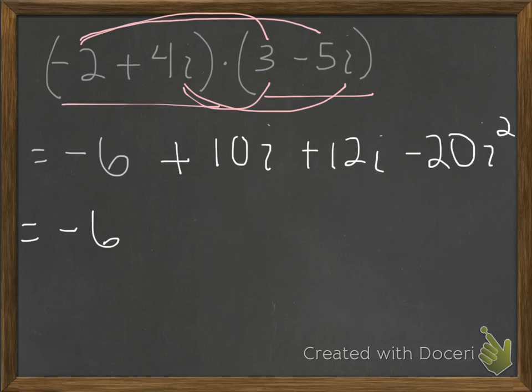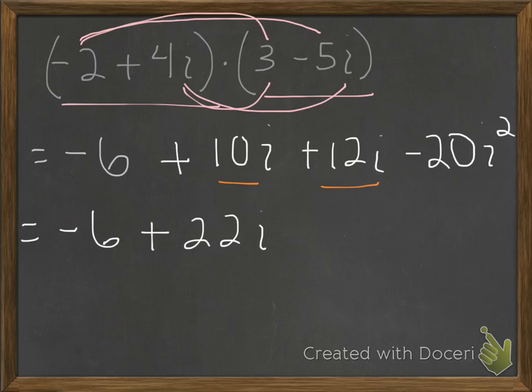So this is -6. You look at your middle two terms. In this case, they are like terms. Again, you treat those i's just as you would your x's. Okay, so those are like terms. 10i plus 12i will give me then the positive 22i.